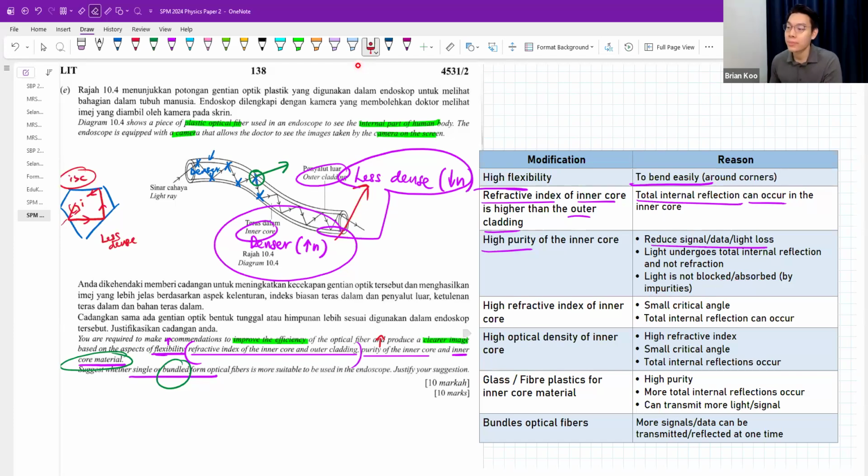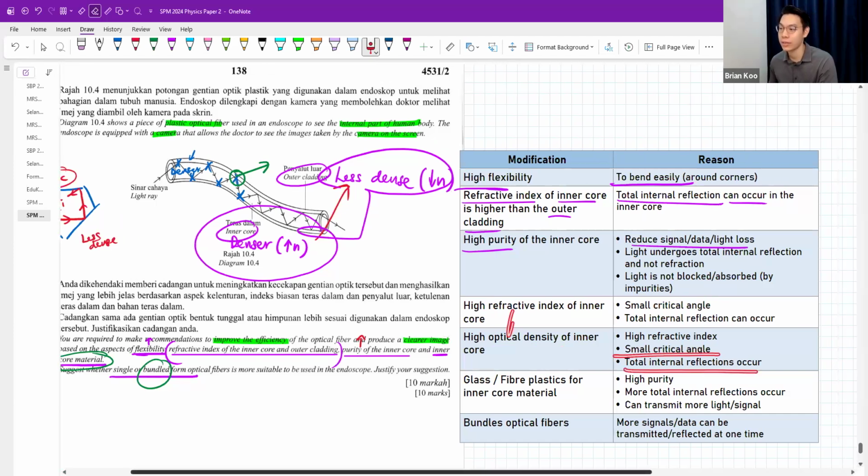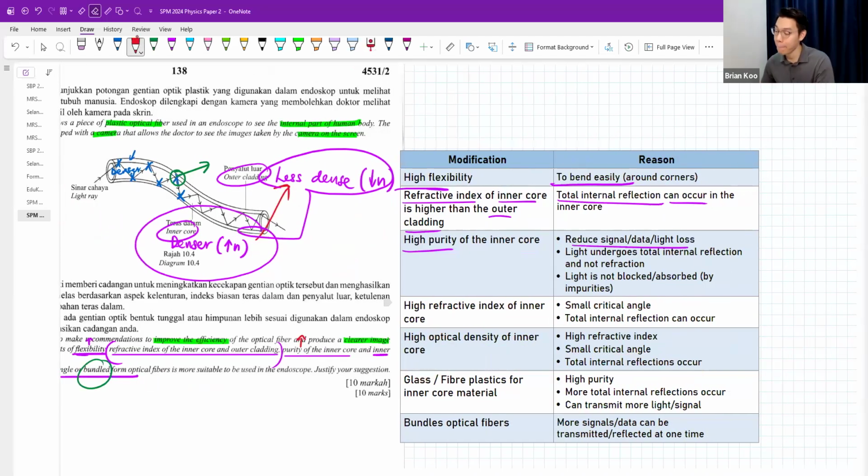Okay, inner core, I want a high refractive index, high optical density. Because high refractive index means smaller critical angle, more total internal reflection can occur. So similar one, these two: small critical angle, total internal reflection can occur. By the way, bigger n means smaller C. Smaller C value is easier. Smaller critical angle is easier for total internal reflection to occur.